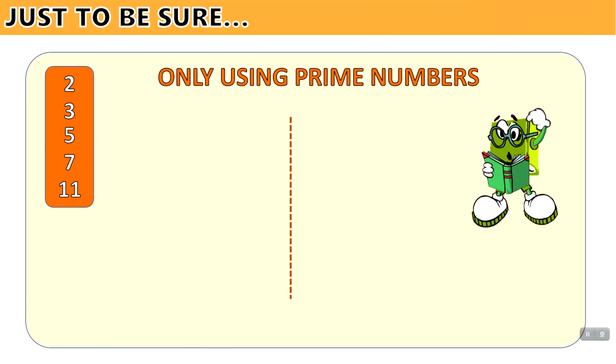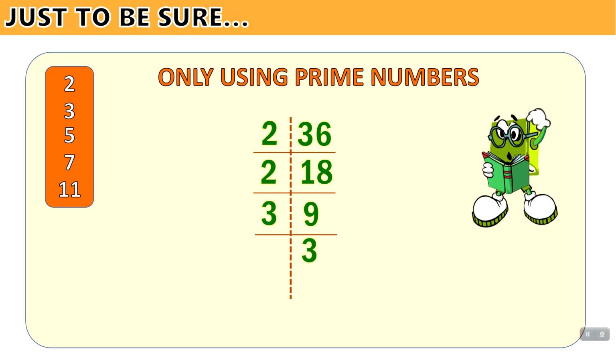Just to be sure, let's try 36. 36 is even, so we start with 2. 2 into 36 goes 18 times. 18 is even, so 2 into 18 goes 9 times. 9 is odd, so we can't use 2 anymore, so we move to 3. 3 into 9 goes 3 times. And we keep dividing by 3. 3 into 3 goes once.